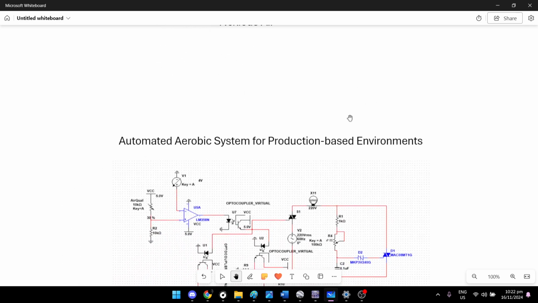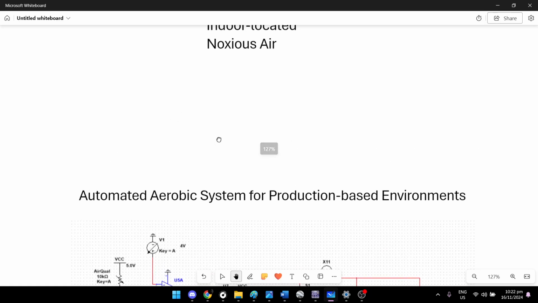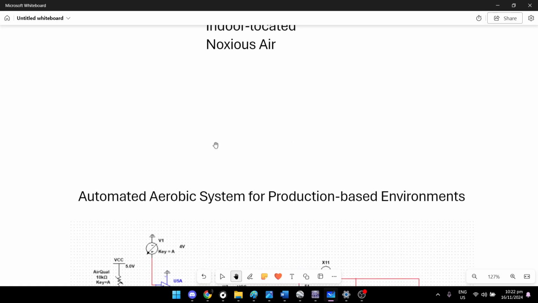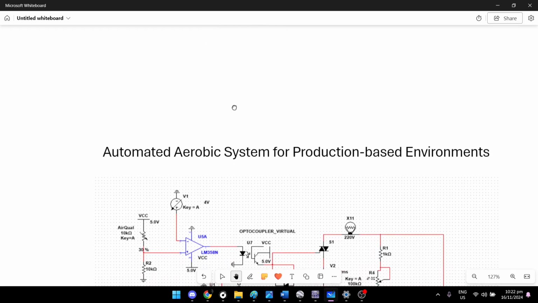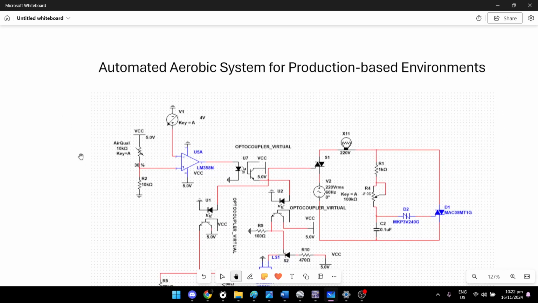So basically, it's like an automated aerobic system for production-based environments. It does not necessarily have to be a room. If you have big enough spaces, such as factories that produce huge amounts of dangerous air, we can also use this system.